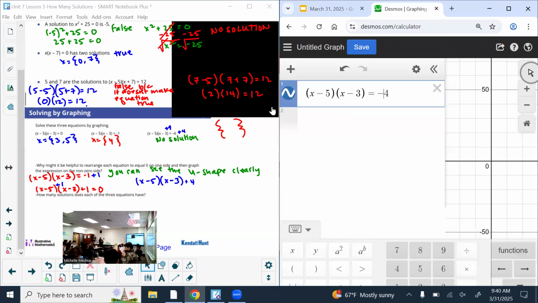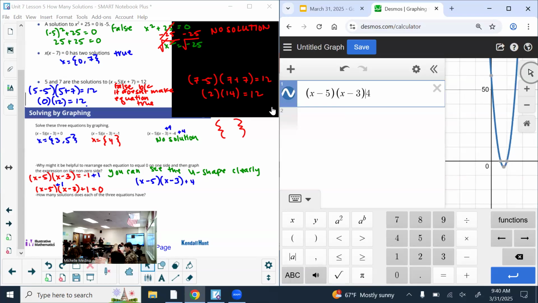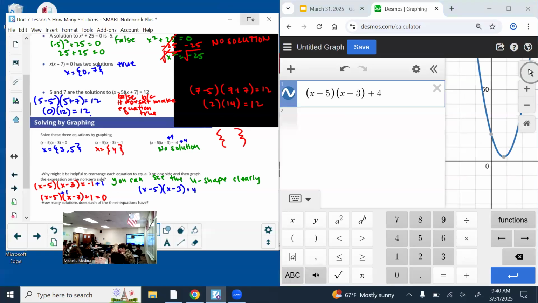Then it's a no solution. Right? Or to check, you could rearrange it like we just said, and now you see it doesn't touch the x-axis at all, so there's no solution. All right, good. Questions, comments, concerns?